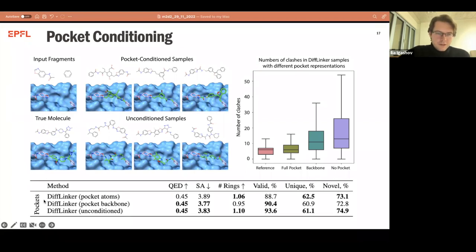And we actually trained three different models that operate on different amounts of information about the protein pocket. We first have DiffLinker that is trained to generate linkers between fragments without any information about the surrounding protein pocket. Then we have DiffLinker that operates on pocket backbone atoms and on the full atomic representation of the pocket. Then we sampled linkers on the test set and computed the distribution of clashes between generated linkers and protein pocket atoms. And expectedly, but also nice to check, if we generate linkers conditioned on the full atomic representation of the protein pocket, then the distribution of clashes is very close to the distribution of clashes even in the reference data. And the less information about the protein we include in our experiments, the more clashes we get.